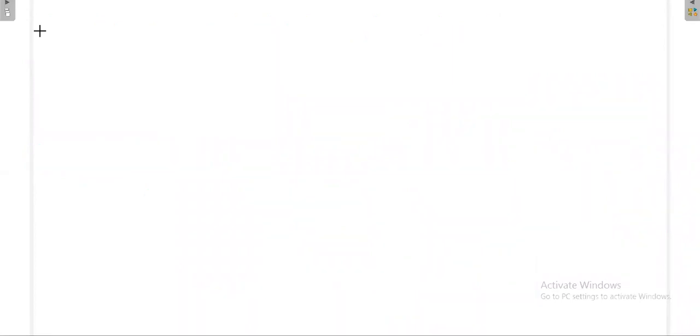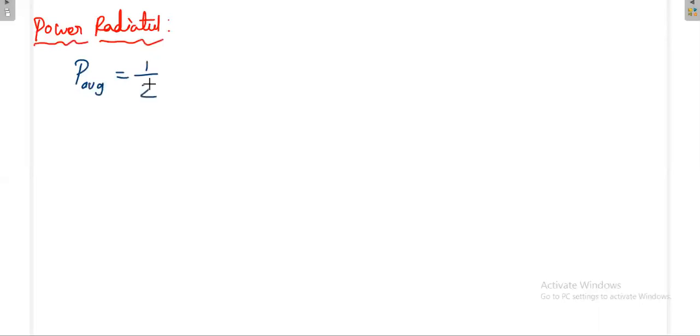Okay, so the next one is power radiated. You know that the power radiated formula, if it is average, is simply 1 by 2 E theta cap H phi cap. This cap is always used to identify the direction of power flow, because once you know the direction, you know the power flow direction. This is in watt per meter square.